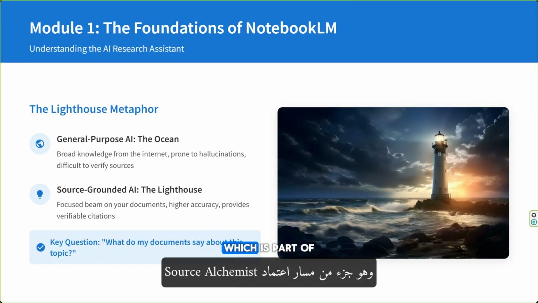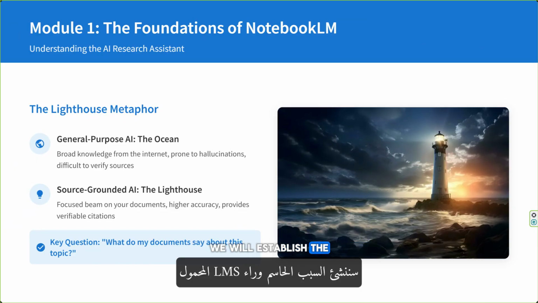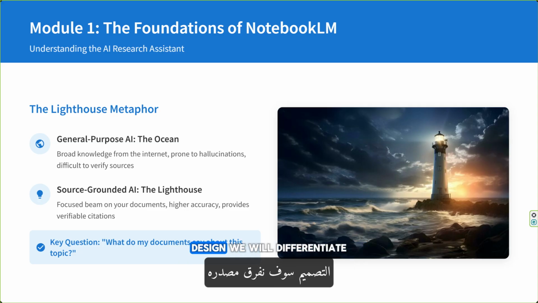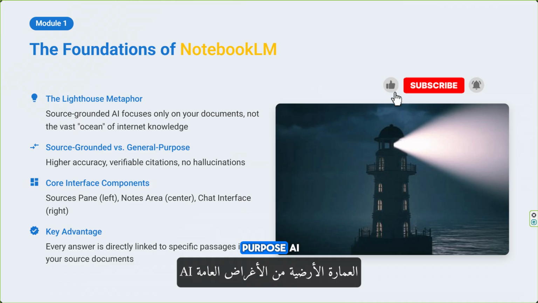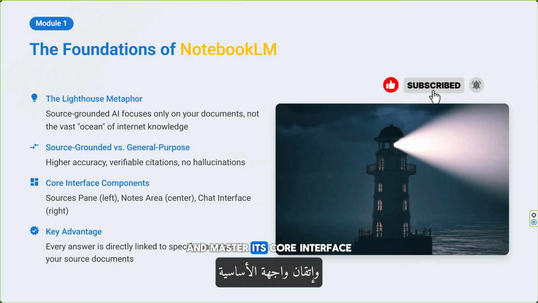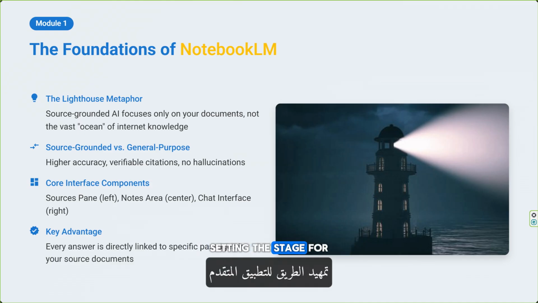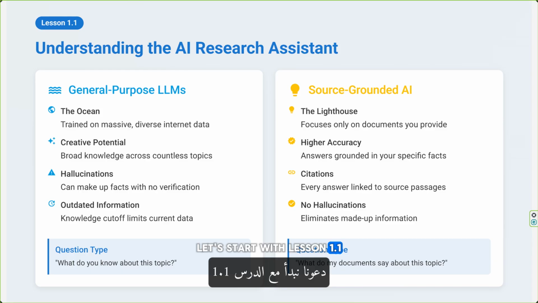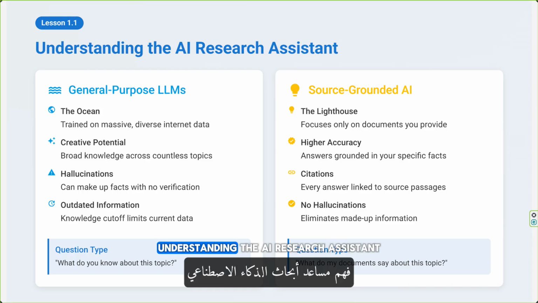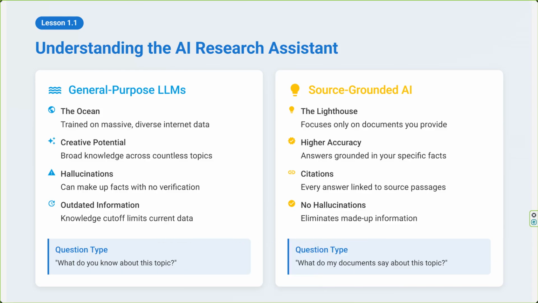In this module, which is part of the Source Alchemist credential track, we will establish the critical why behind Notebook LM's design. We will differentiate its source-grounded architecture from general-purpose AI and master its core interface, setting the stage for advanced application. Let's start with Lesson 1.1, Understanding the AI Research Assistant.